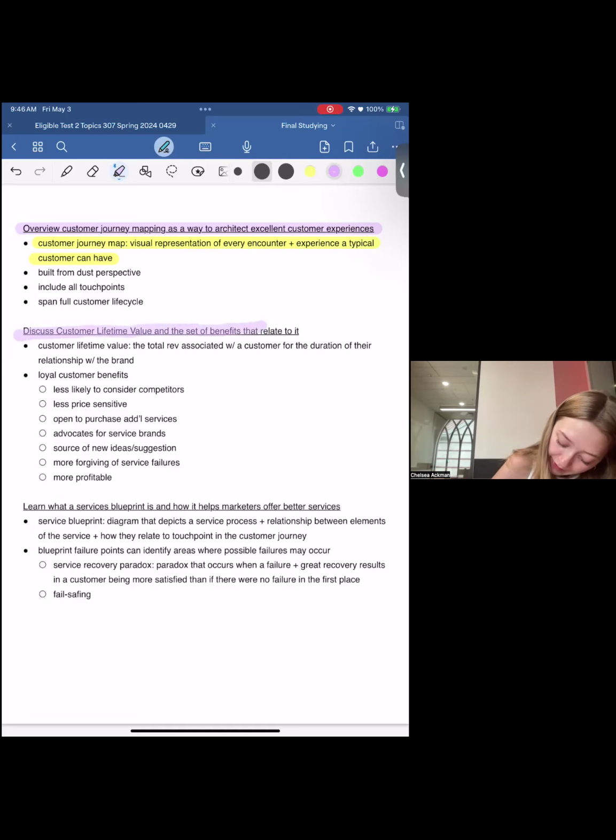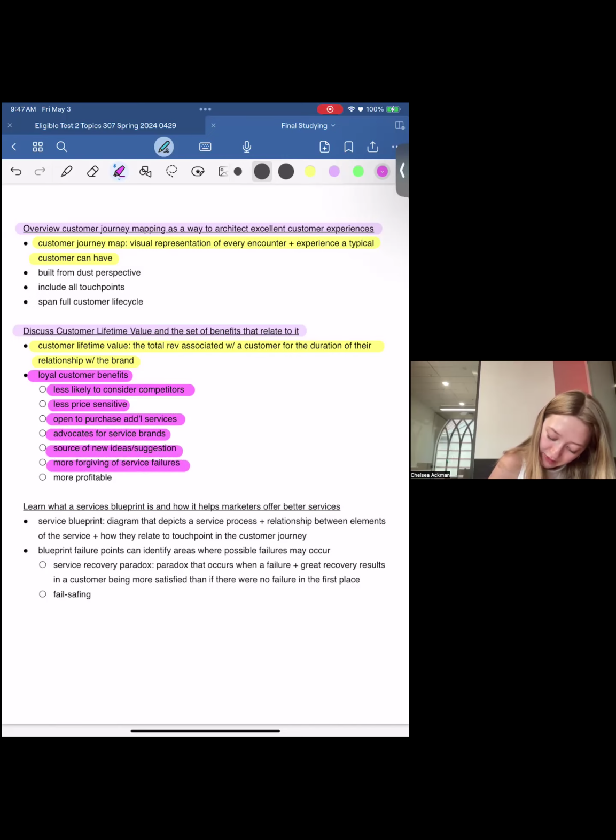Discuss customer lifetime value and the set of benefits that relate to it. Customer lifetime value is the total revenue associated with a customer for the duration of their relationship with a brand. Benefits of having a loyal customer are that they're less likely to consider competitors, less price sensitive, and open to purchasing additional services from the brand. They advocate for service brands, they're a source of new ideas and suggestions, more forgiving of service failures, and more profitable.